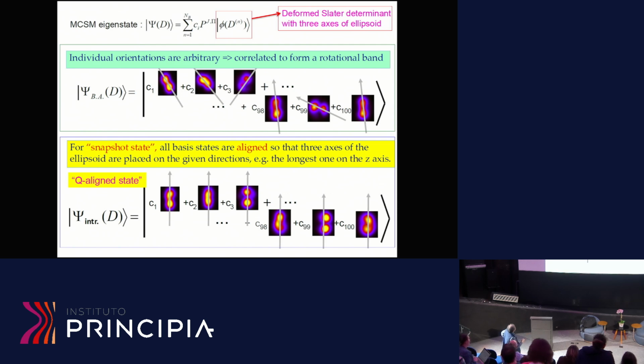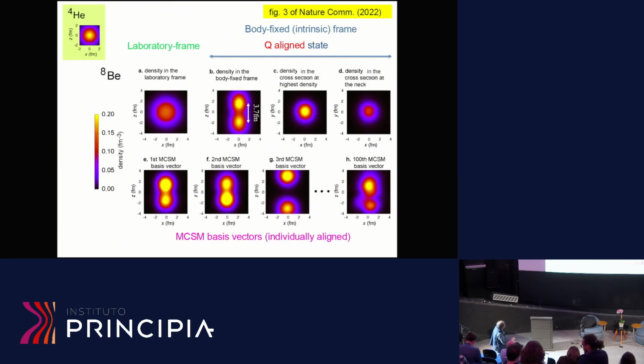That superposition is called the Q-aligned state. Originally we have these basis vectors, and with them you can calculate energy eigenvalues or electromagnetic transitions, okay? But to grasp the intrinsic picture that is important for our understanding, we align all those states so that each intrinsic quadrupole moment has the same axis structure like this. And after doing this, we obtain this density distribution.